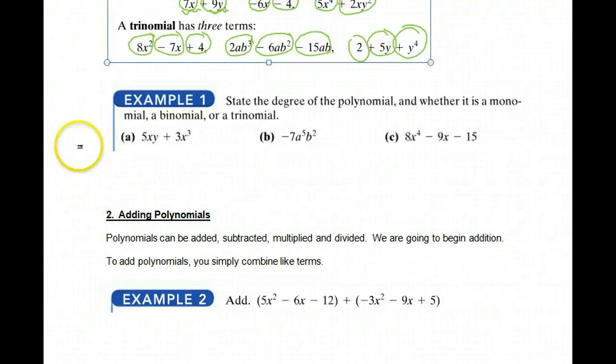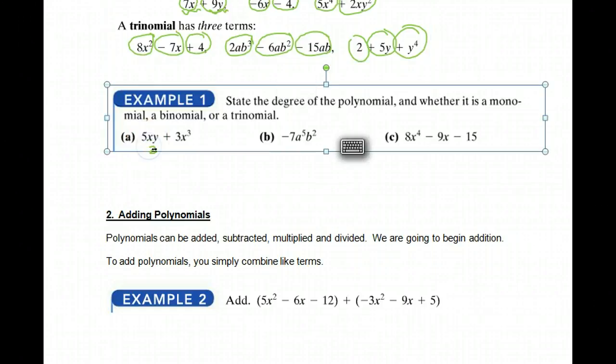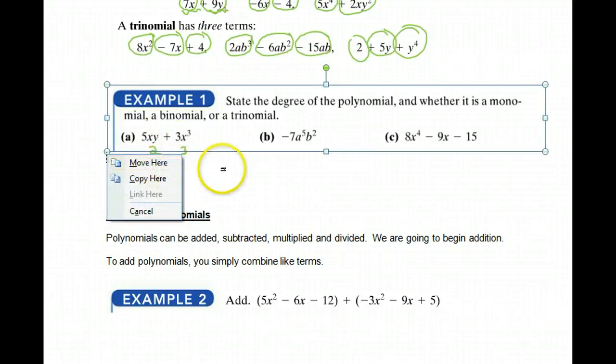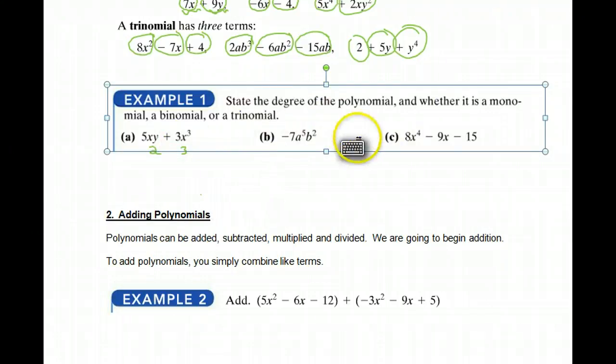Okay, by now everyone should be ready to check the answers to A, B, and C. For letter A, you should have identified that the first term here had a degree of 2, and the second term had a degree of 3. Therefore, the degree of the entire polynomial was a degree of 3. And since it had two terms, it is a binomial.